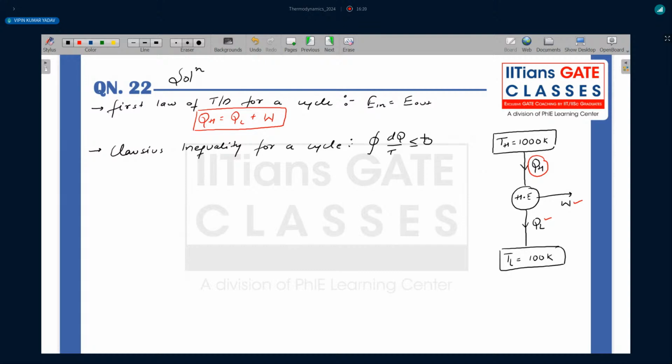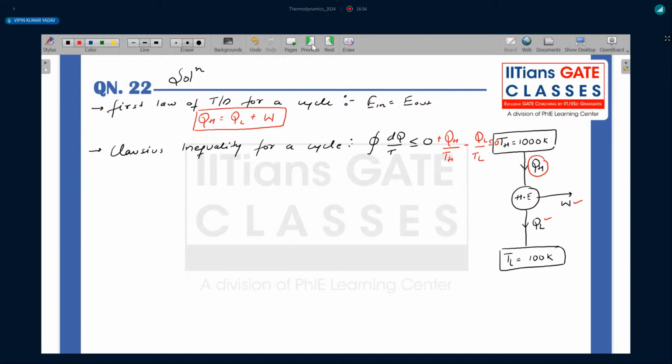Now again, in terms of this heat engine, can I write QH by temperature TH? It is positive because it is heat transfer to the engine. And then I can write minus QL by TL is less than or equal to 0. Why minus QL? Because it is heat rejected by the engine. So basically we have to check all our options based on this criteria.